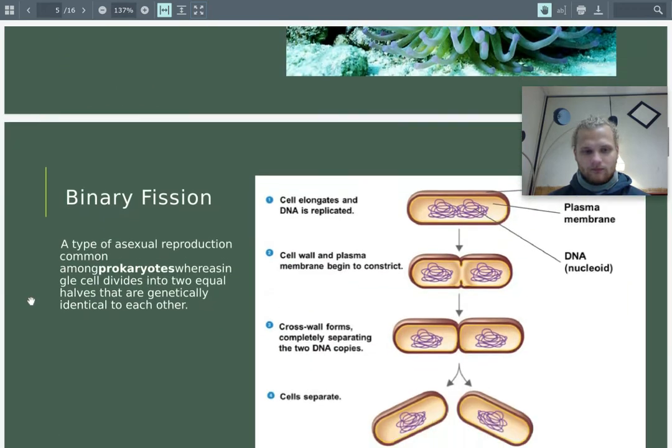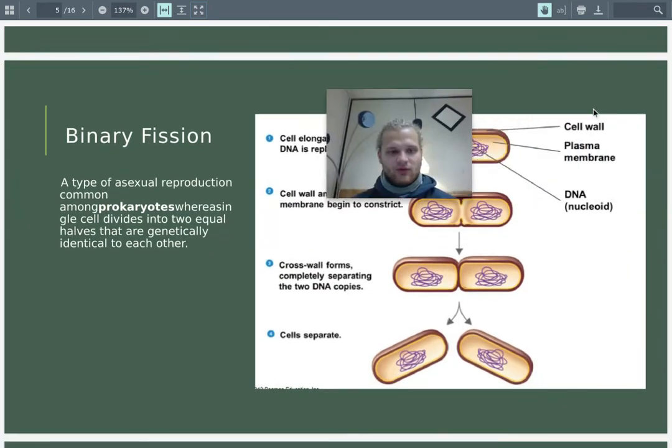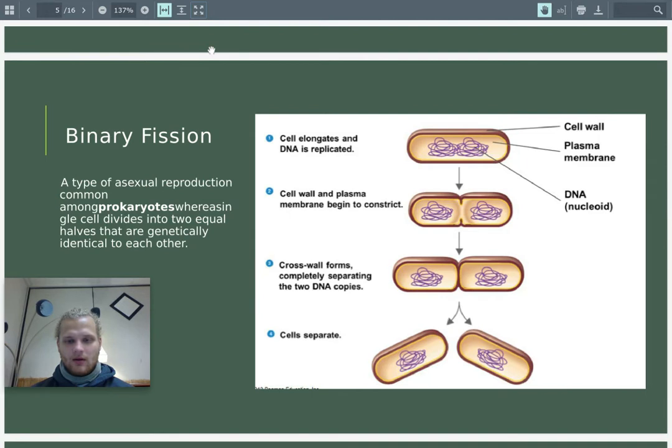Binary fission. Let me just move my picture over. This type is for prokaryotes, our organisms without nuclei, and we're typically talking about bacteria in this one. They're going to replicate their DNA, and then all they're going to do is split the cell. They're going to be genetically identical at the end. They just have to copy their DNA over, and then they split the cell.